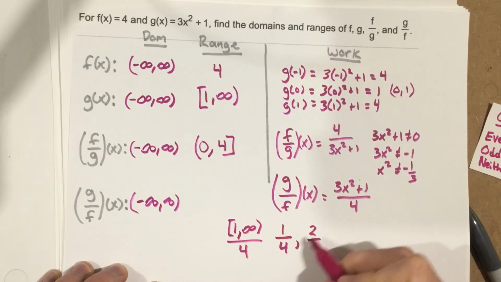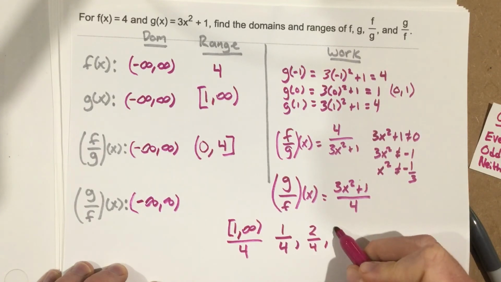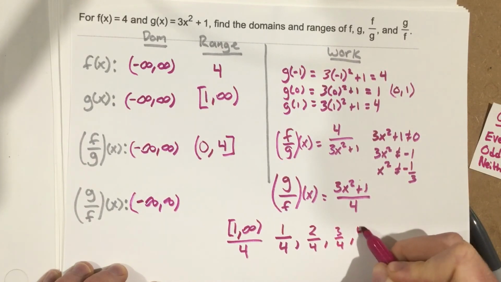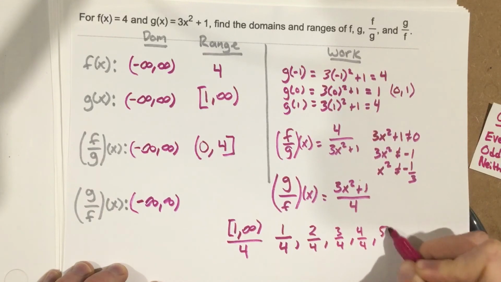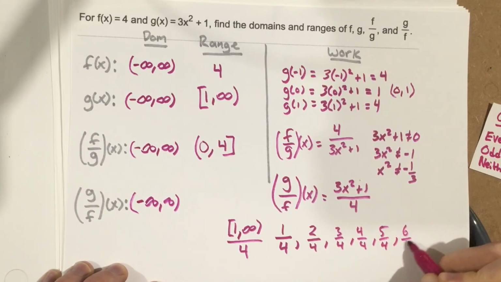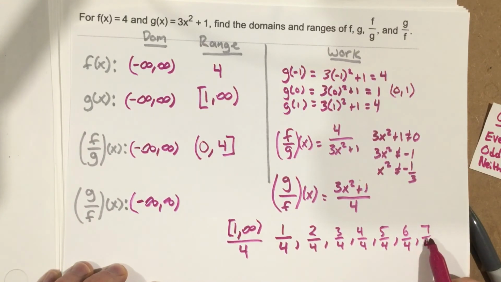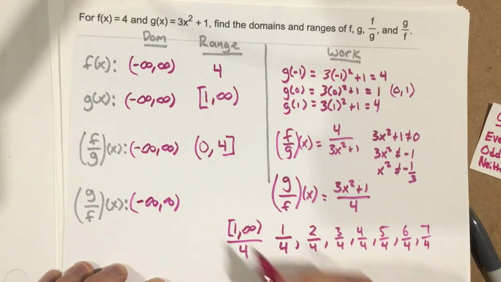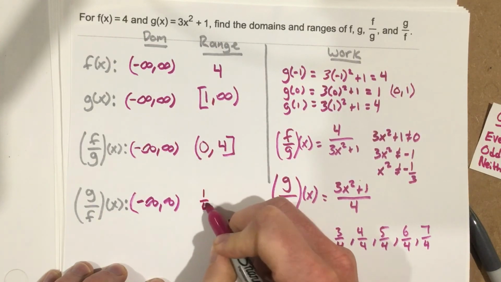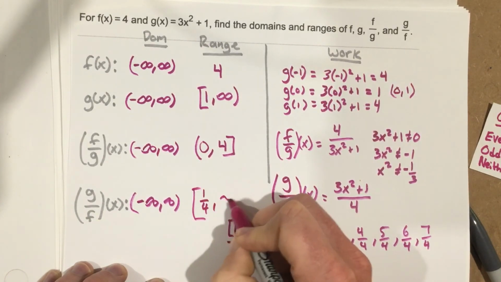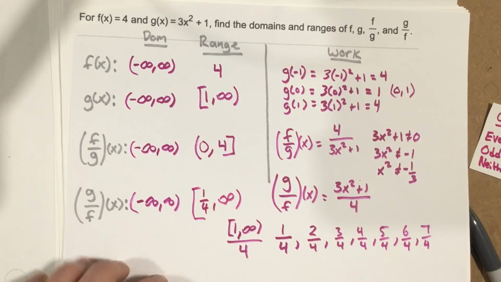So that's 1 over 4, 2 over 4, 3 over 4, 4 over 4, 5 over 4, 6 over 4, 7 over 4, right? You get the idea. This is getting larger and larger, right? Yeah, we're going to approach infinity over here. On this side, the smallest value that we got is 1/4. So our range value goes from 1/4 to infinity. And that's how we come up with the domain and ranges for these two functions.